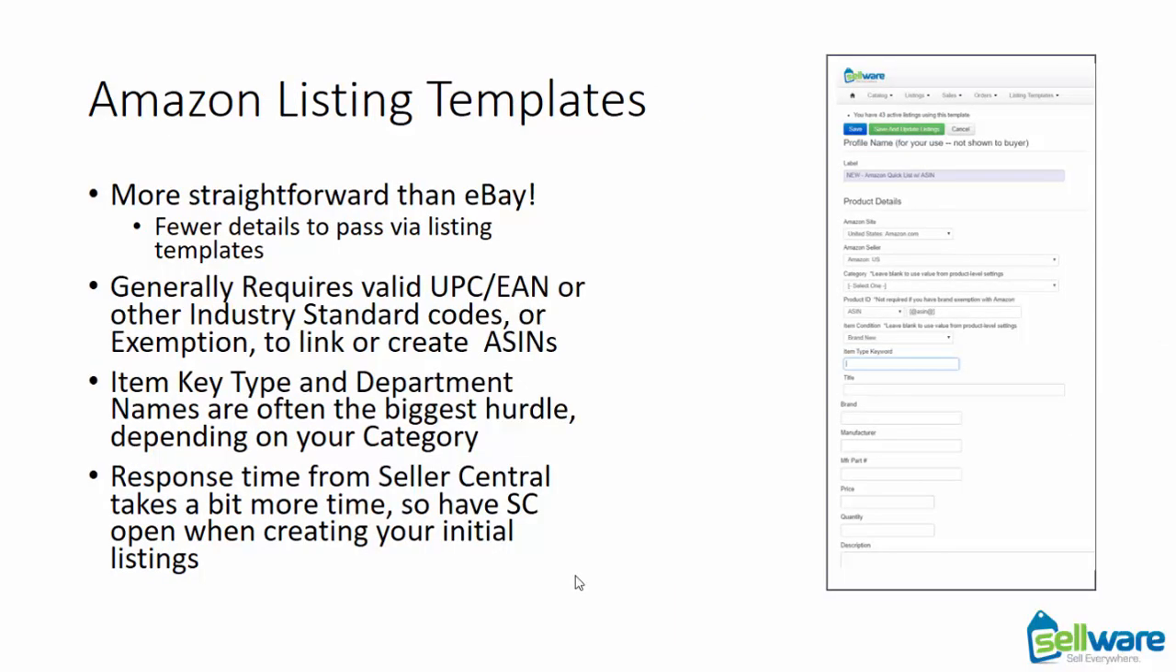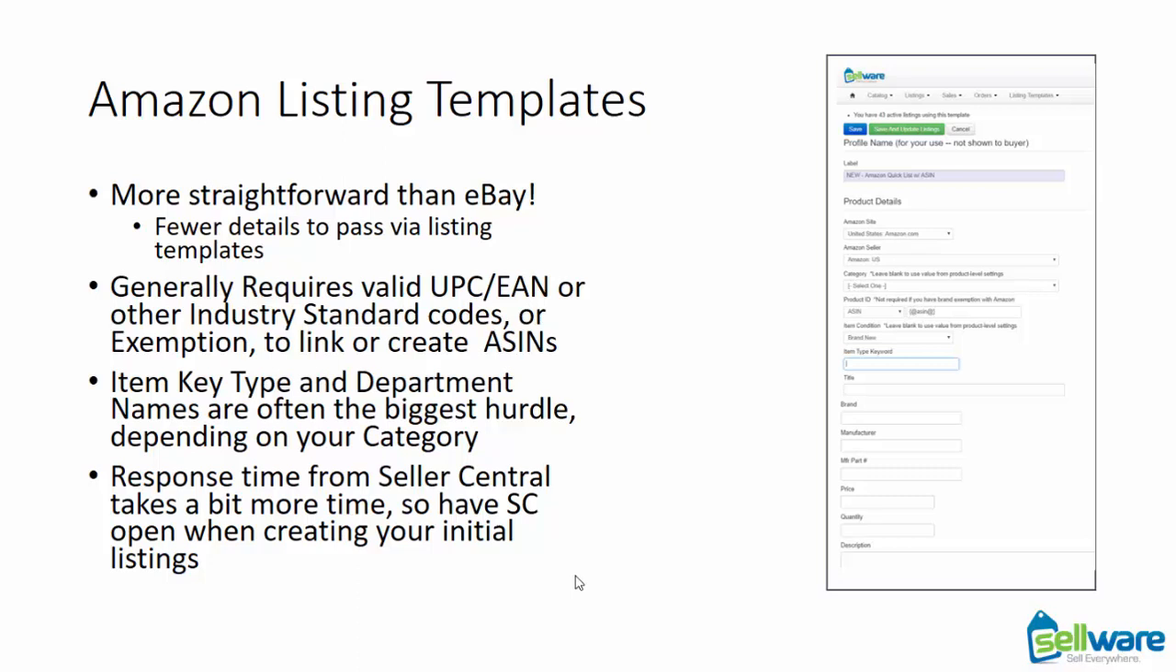So the good news about Amazon listing templates is they are much more straightforward to create than an eBay template. There are fewer fields to pass, fewer categories without all of the mandatory and optional attributes that go along with the different categories, and fewer fields that you can pass. The not so good news is they are much more structured than eBay templates.